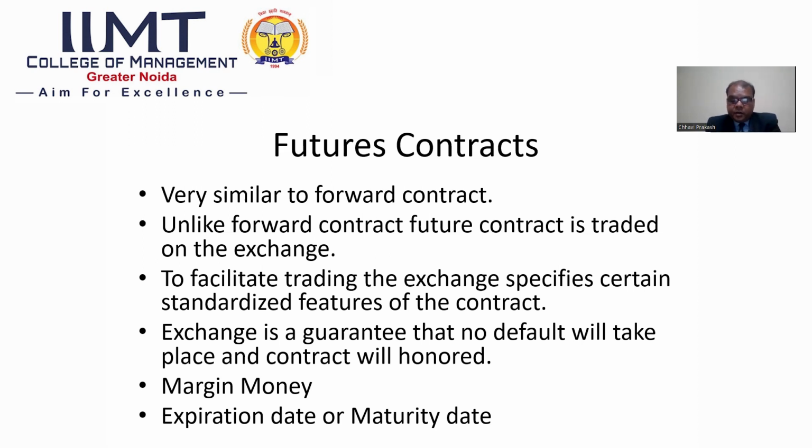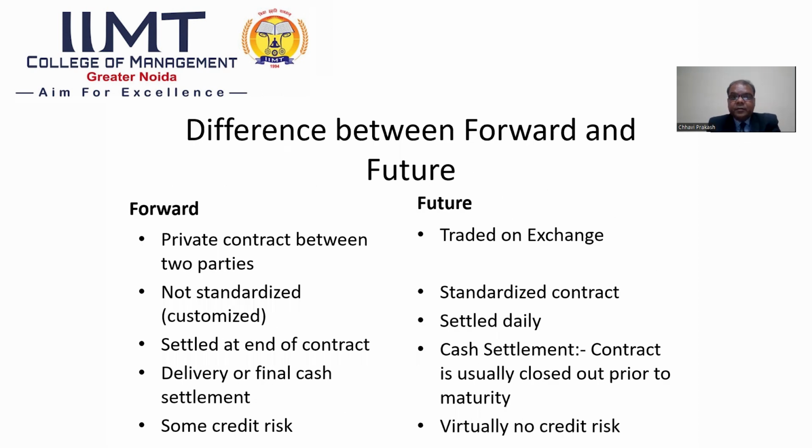So this is what the forward contract and future contract are. Let us see the difference between forward and future. Forward contract: a private contract between two parties. We have talked about it being in an unstructured market. And then future contract: traded on exchange. It is not a private contract, but is traded publicly on the exchange, and the exchange has all the records of the trade.